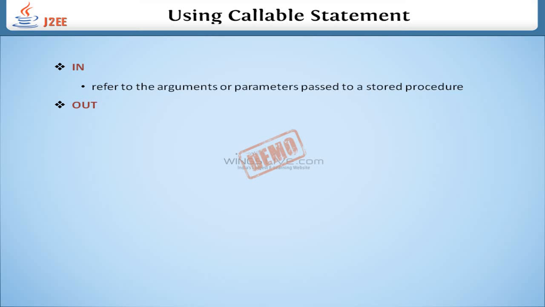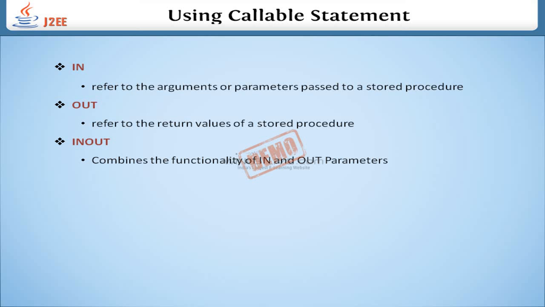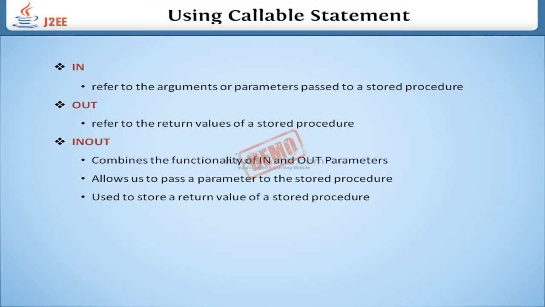In. These types of parameters refer to the arguments or parameters passed to a stored procedure. Out. These types of parameters refer to the return values of a stored procedure. In-out. These types of parameters combine the functionality of in and out parameters. The in-out parameter allows us to pass a parameter to the stored procedure, and at the same time, it is also used to store a return value of a stored procedure.